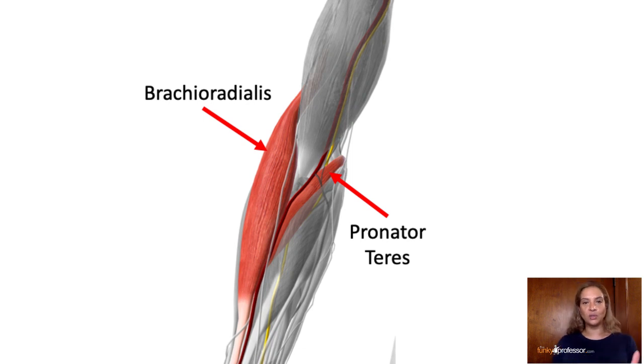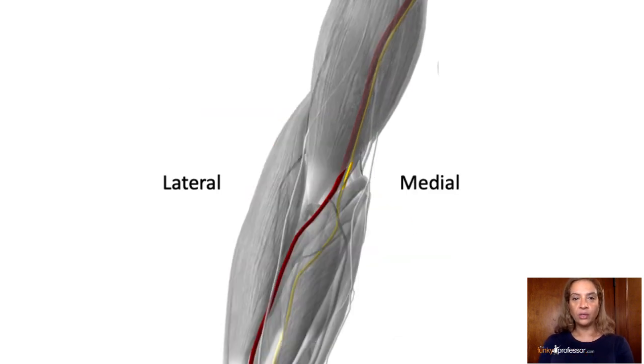So the lateral boundary is the medial border of the brachioradialis. The pronator teres forms the medial boundary. And then there's an imaginary line, so you can see here the triangle. And when you look closely, you can see that the median nerve lies medial to the brachial artery.